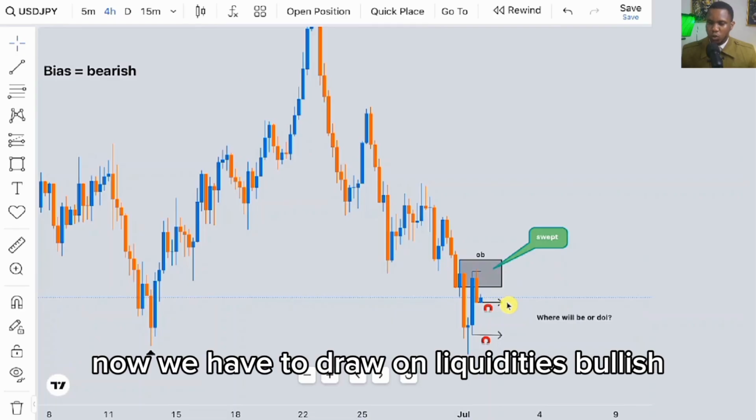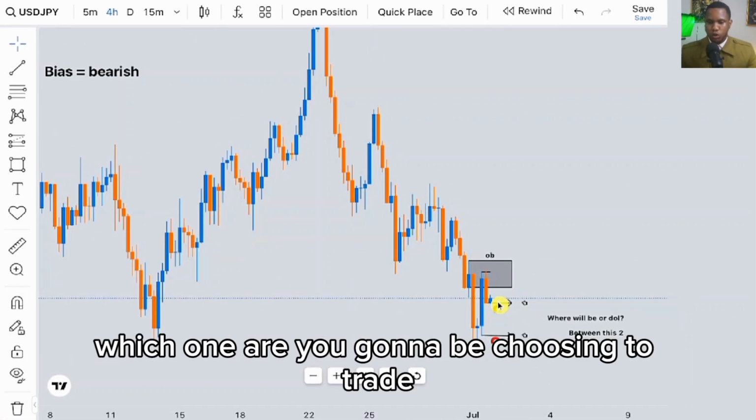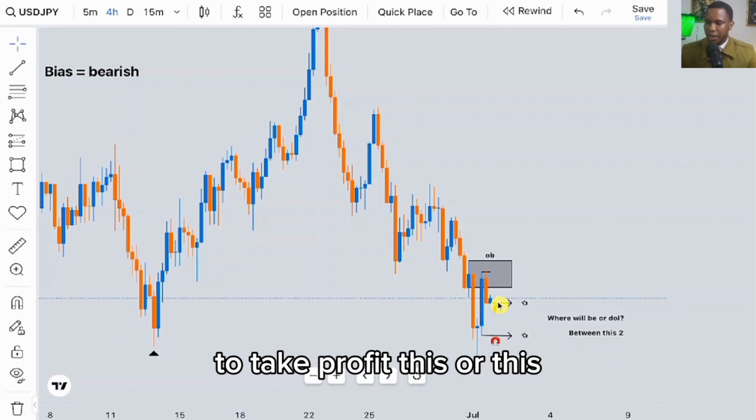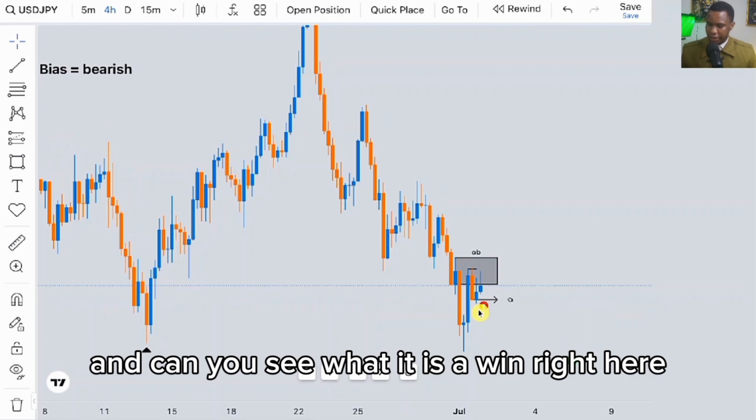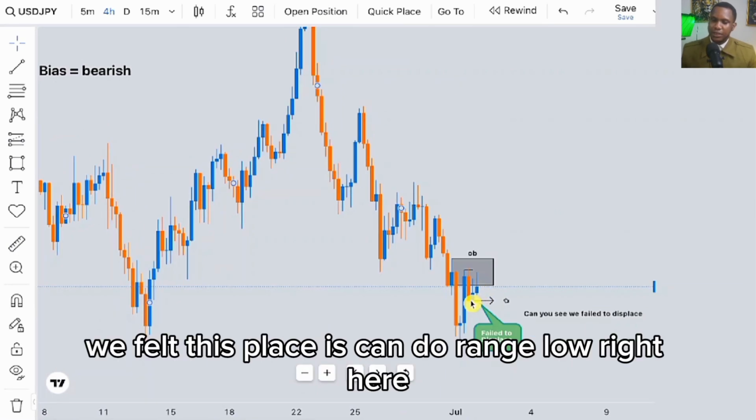Now we have to draw on liquidities, both bearish bias. Which one are you gonna be choosing to trade to take profit? This or this? I'm gonna be picking this one right here. And can you see what? It is a win right here. Can you see again? We failed to display this candle range low right here.